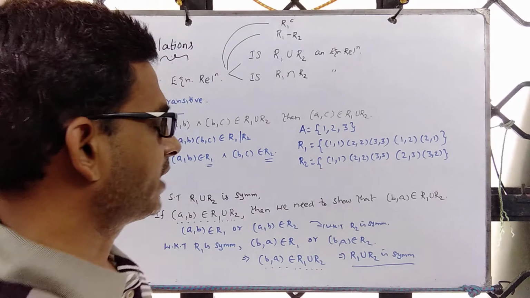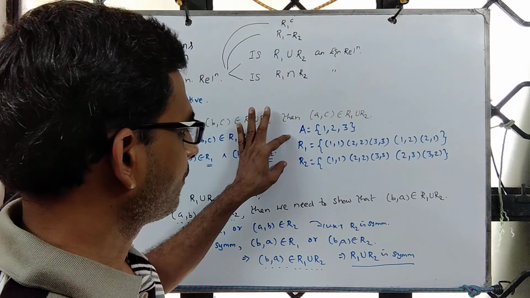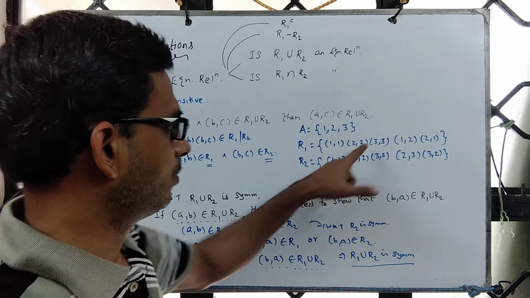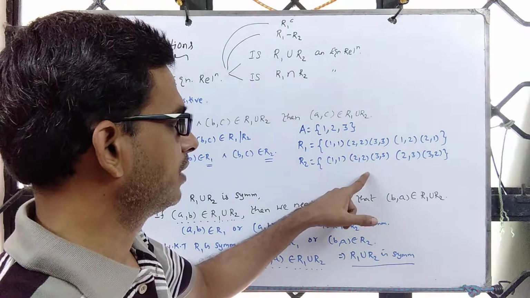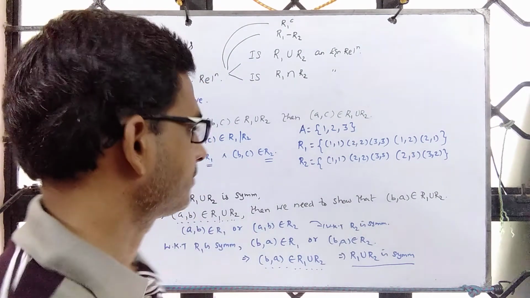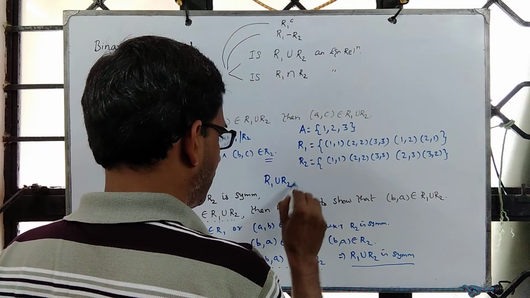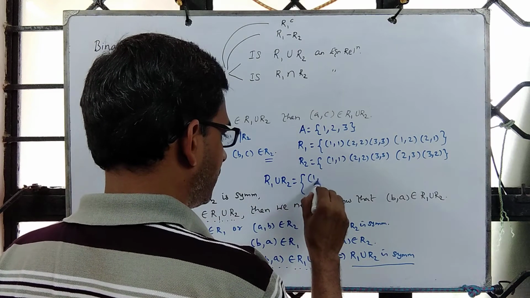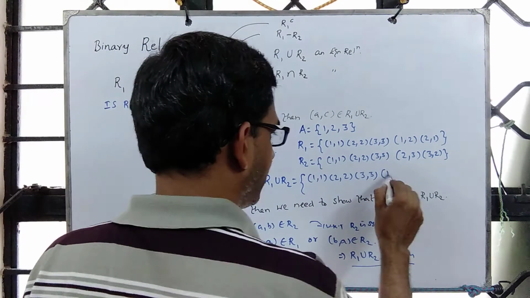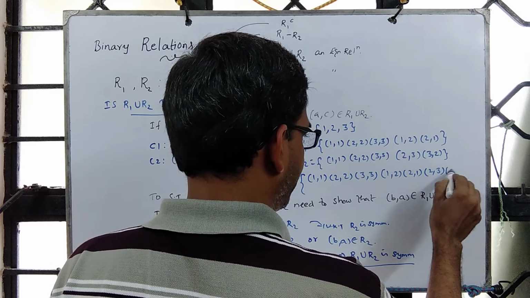Now what is it that we are trying to construct? We are trying to construct a counterexample which must satisfy the premise. The premises are that both are equivalence relations, and we want to show that their union is not. Let's look at R1 union R2. R1 union R2 has (1, 1), (2, 2), (3, 3). In addition to that, (1, 2), (2, 1), (2, 3), (3, 2).